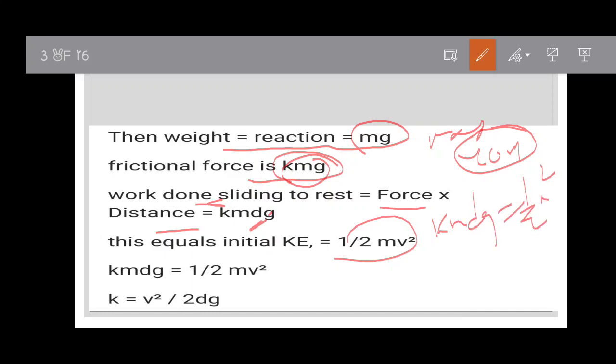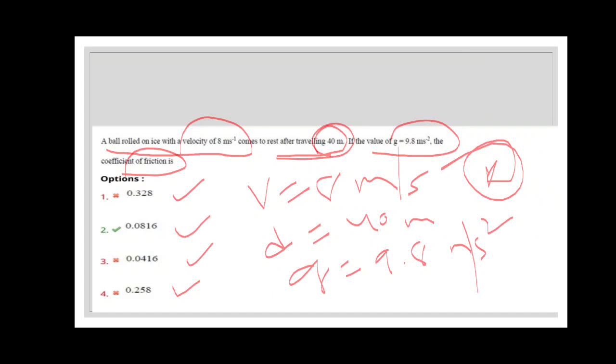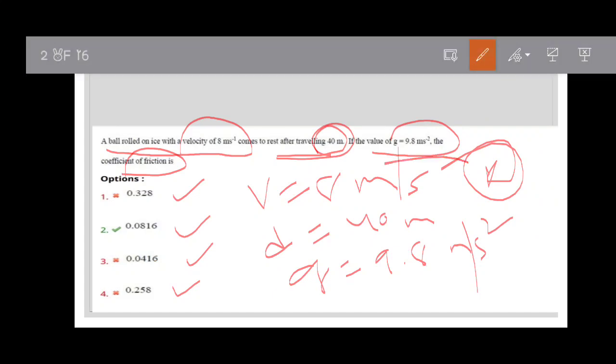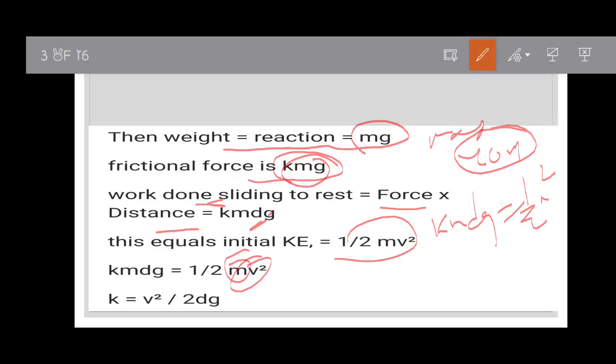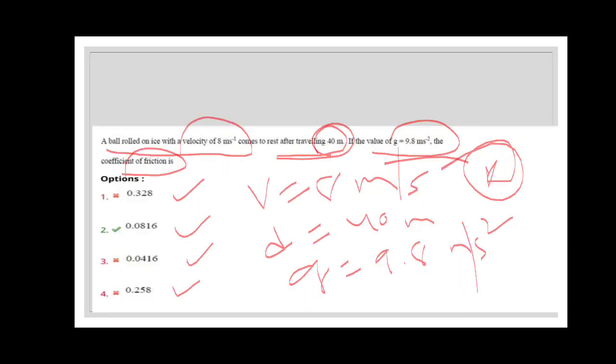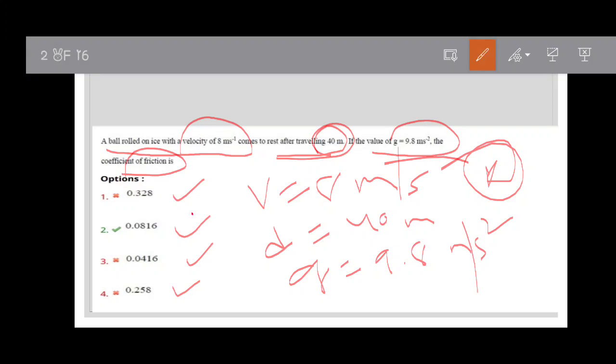Now by substituting the values of m equals 1, v equals 8 meter per second, distance 40 meters and g 9.8, we will get k equals 0.08 and the answer is 0.0816. Second option is correct.